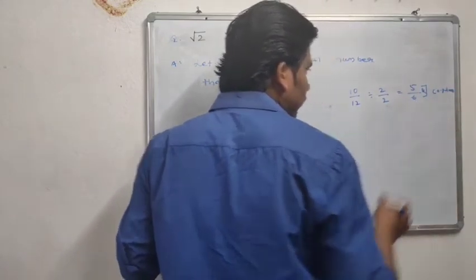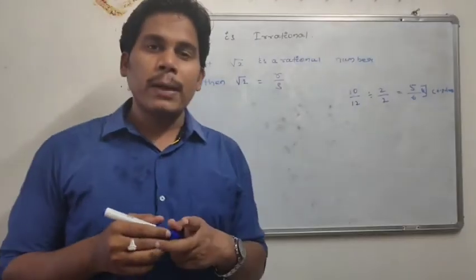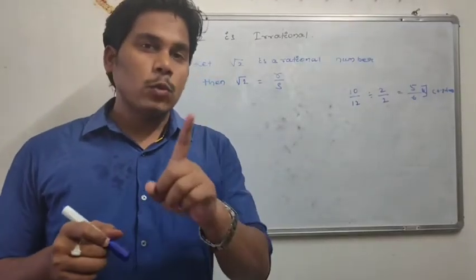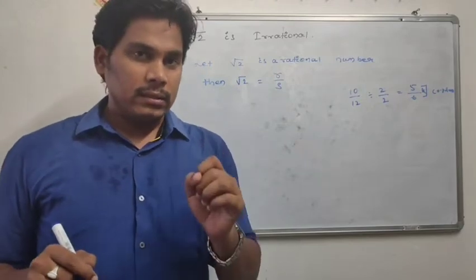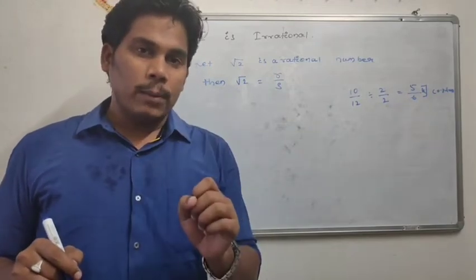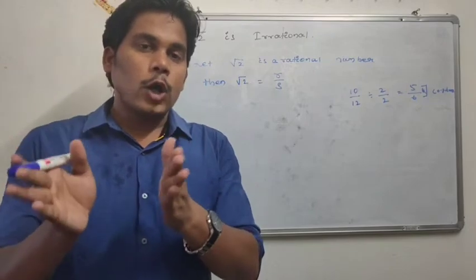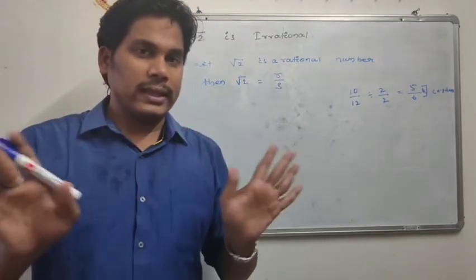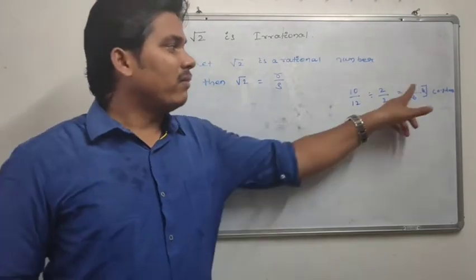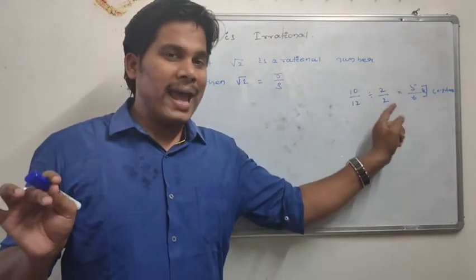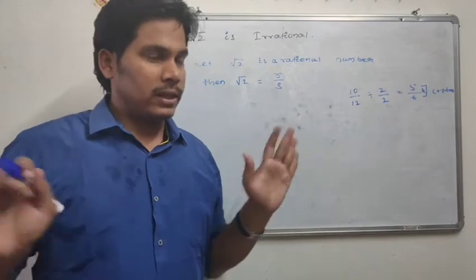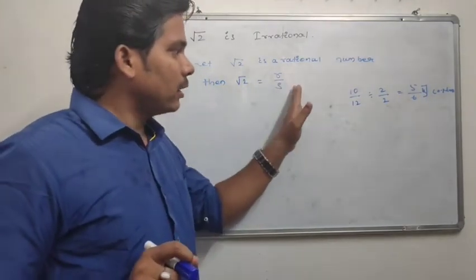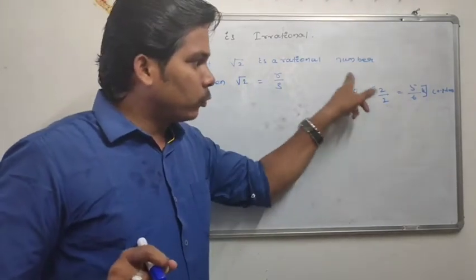What is co-prime? Co-primes are the numbers whose only common factor is 1, nothing else. That's why 5 and 6 are co-primes, because they have the common factor 1 and nothing else. That's why r by s is also this type of p by q form.